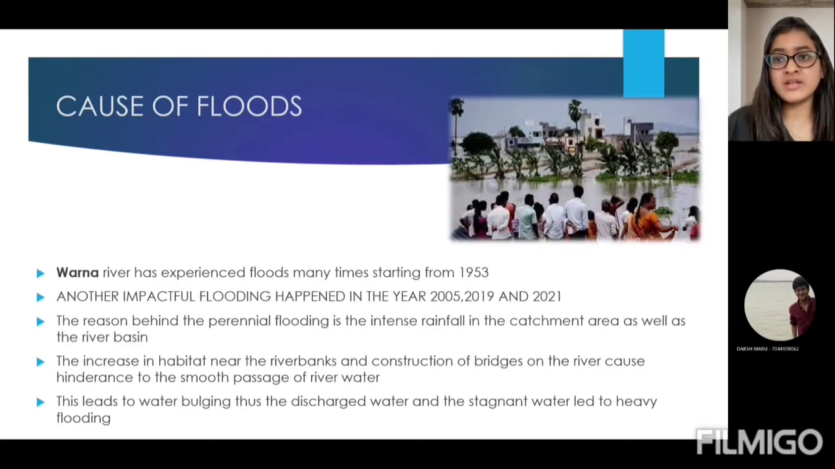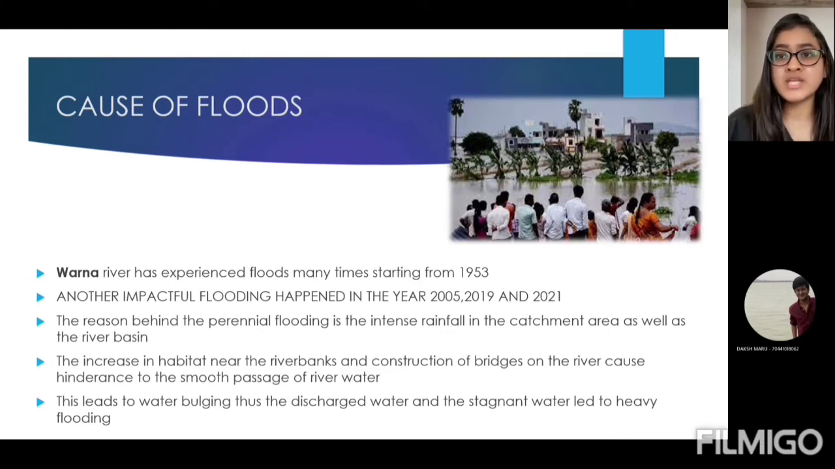This village has been taken into account as a heavily impacted village, and the cause of flood is none other than the overflooding of the Varna River, which started in the year 1953 and has been happening ever since. The most impactful years were 2005, 2019, and 2021.